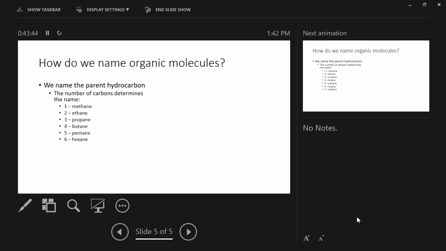If it's got at least one double bond, it's hexene. If it's got at least one triple bond, it's hexyne. If it doesn't have either, it is hexane. What about seven? We use heptane, heptene, heptyne.